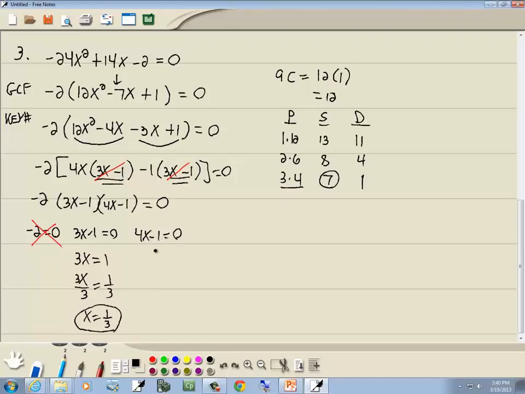The 4x minus 1 equal to 0. I'll take the negative 1 to the right side, becomes a positive 1. Divide both sides by 4, and we get x is equal to 1/4. So those are our 2 answers.